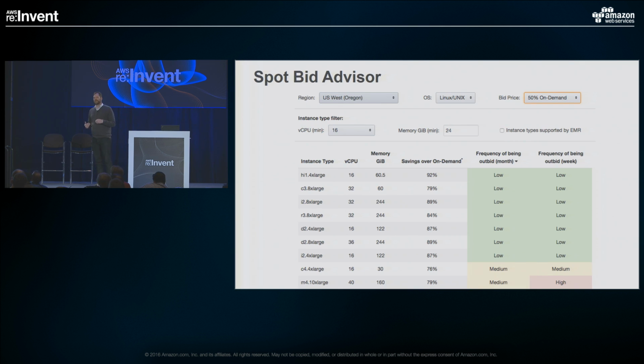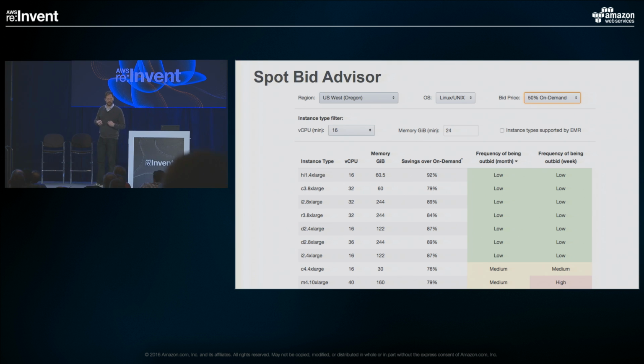So to help you make intelligent decisions about how to come up with a bid for your spot instances, we released a tool a while back called Spot Bid Advisor. And actually, this is on the website. Anybody can get to this right now. You don't even have to have an account to go see the Spot Bid Advisor.